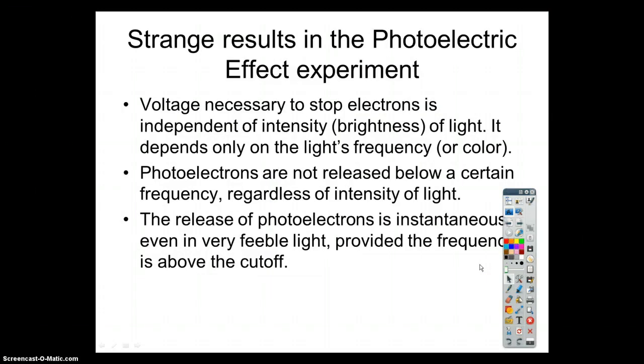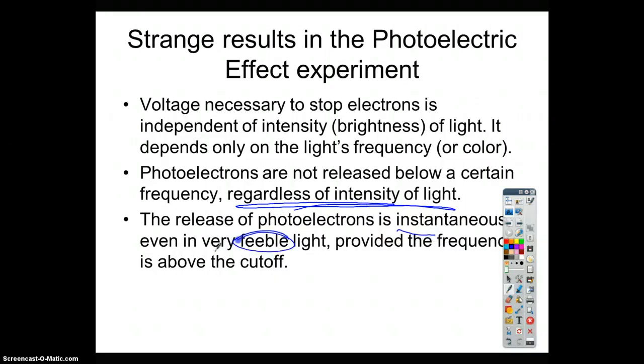So if we go on in this, we found out that there were some strange results. The voltage necessary to stop the electrons didn't depend on the intensity. It only depends on the light's frequency, or the color. So the photoelectrons are not released below a certain frequency, regardless of the intensity of light. We call that the threshold frequency. The release of those photoelectrons happens immediately, and even if you don't have much light, what they call feeble light, as long as you have that frequency and it's above the cutoff frequency, we know that you're going to get electrons coming off.